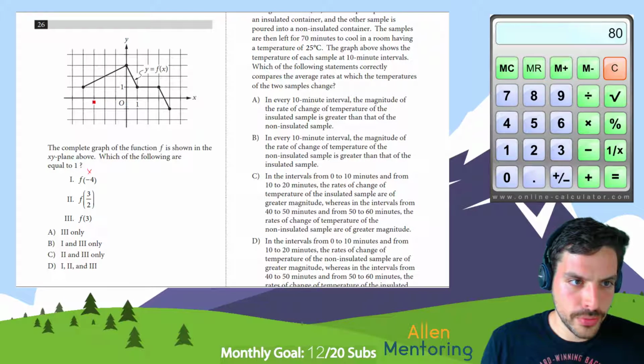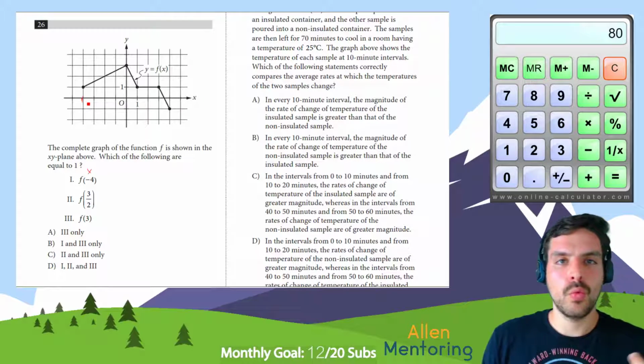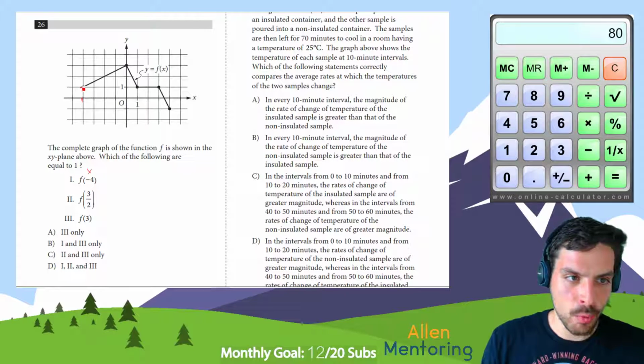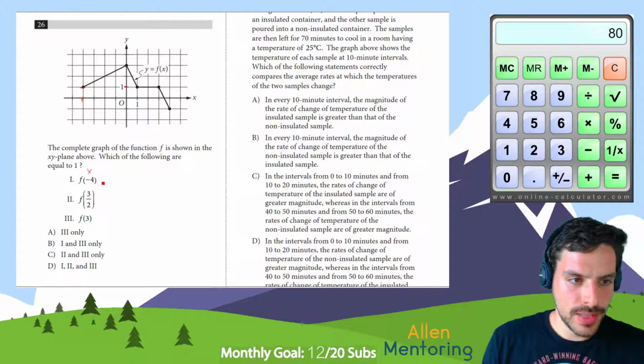Negative 1, 2, 3, 4, right here. And so what is f of negative 4? Where is the y coordinate at negative 4? It is at 1. Okay, we see that. So f of negative 4 is equal to 1. So that is good. Okay.